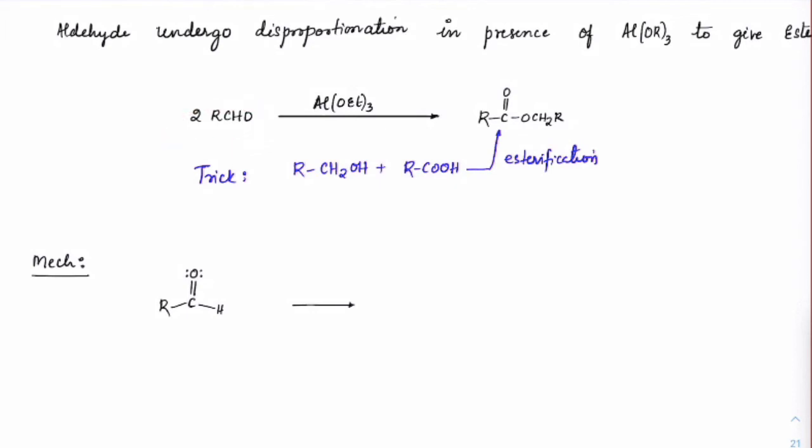So wherever you find trialkoxy aluminium with the aldehydes, you will get this, right? Now here there is no compulsion of not having alpha hydrogen, because you are not taking any base here. Are you getting it? So there is no compulsion of not having alpha hydrogen.